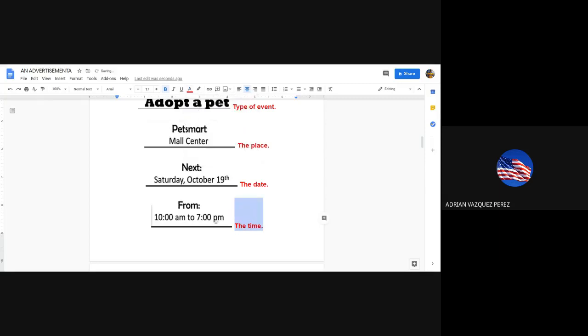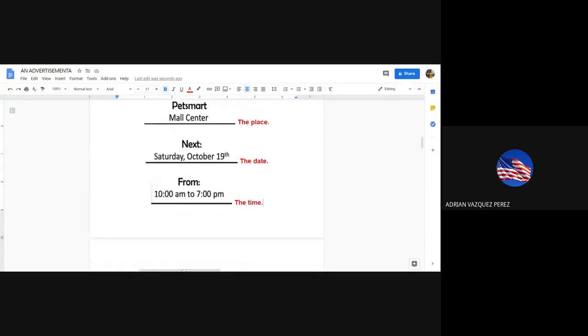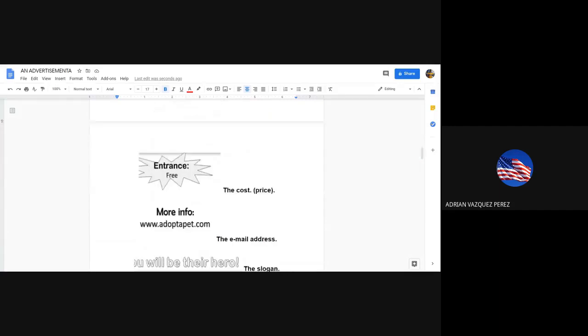Then, at the end of this page, al final de esta página, we have the time from, quiere decir, desde 10 a.m., 10 de la mañana, to hasta 7 p.m., las 7 de la tarde. Remember, we already talked about these numbers and these hours. En la clase anterior miramos acerca de estos números que se llaman cardinales and the time y las horas en un reloj, ¿verdad?